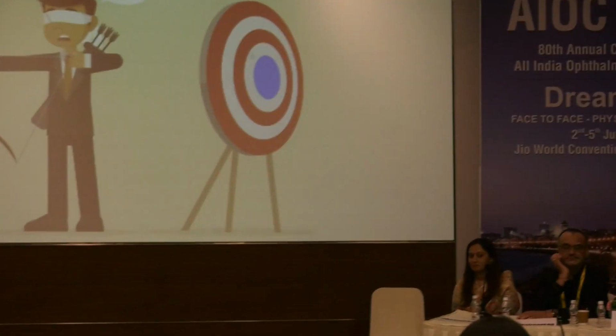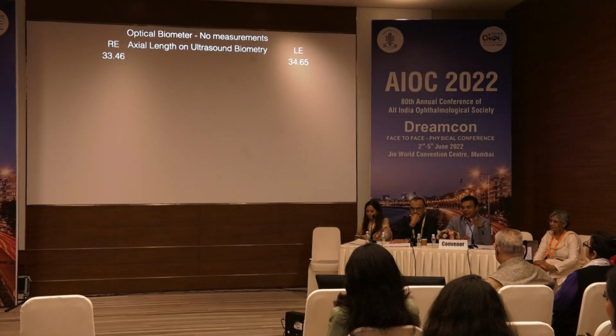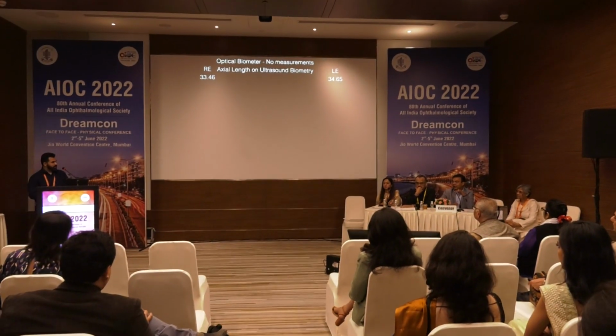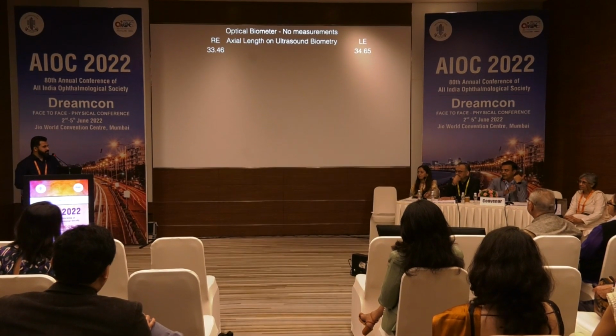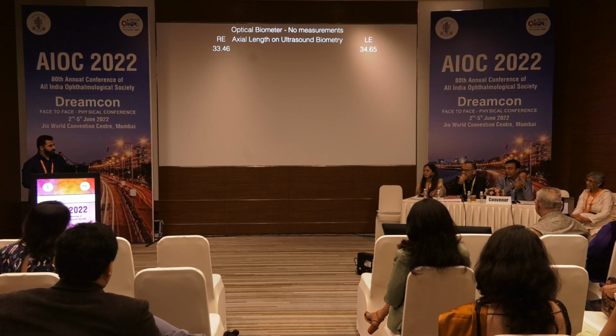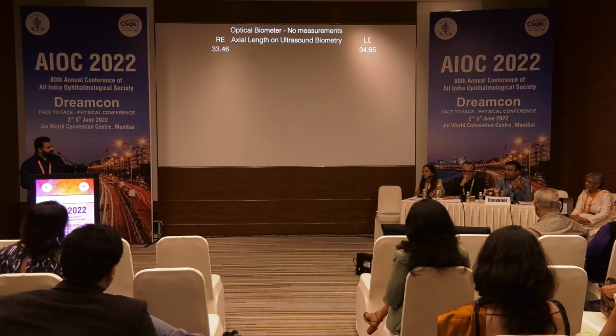Can you go back to the first slide? Why did you not manage to get any readings on the optical biometer? What did you manage to get on the optical? It didn't really give much because I think it is because of how flat the cornea is. If it's flatter than 30, sometimes the keratometry won't come at all. But the axial length you managed to get, right? The axial length also the optical biometer was not getting, so we had to get it on the ultrasound. Okay, so quite a tough one.